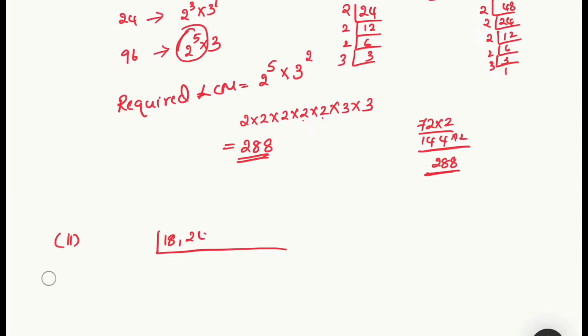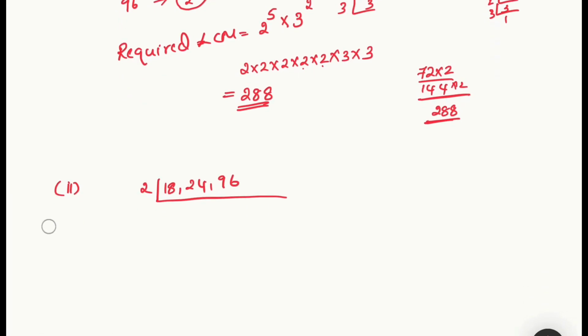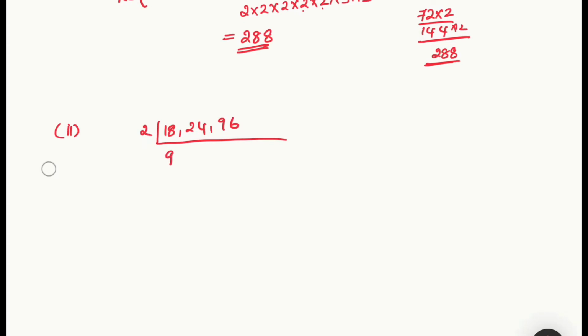18, 24, 96. So first I'll start with 2. What do I get here? 9. 24 if I have to divide with 2, what do I get? 12, 48. Again I'm dividing with 2. 9 I cannot divide with 2. Can I divide 9 with 2? No. So I'll just keep 9 like that. But 12 can be divided with 2. What do I get? 6.